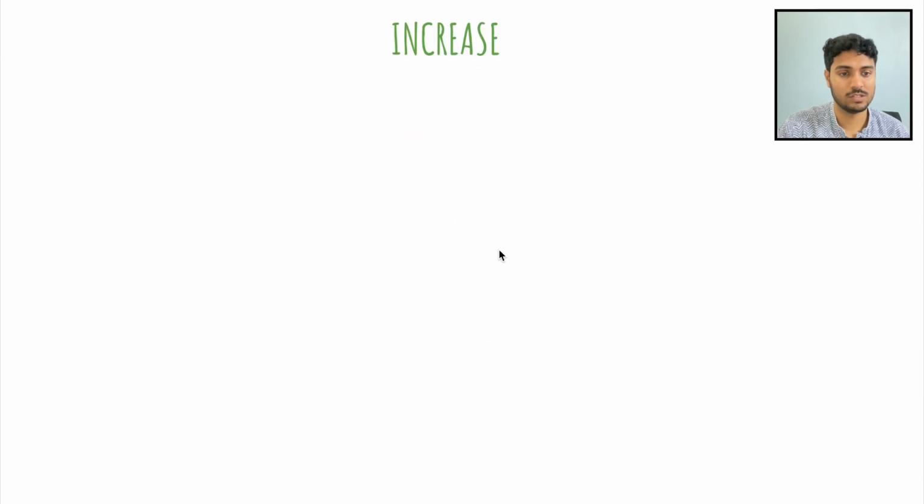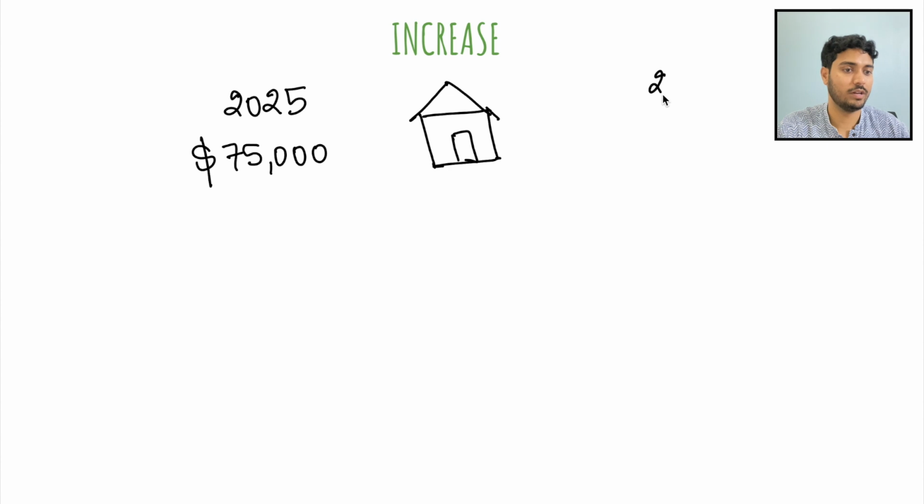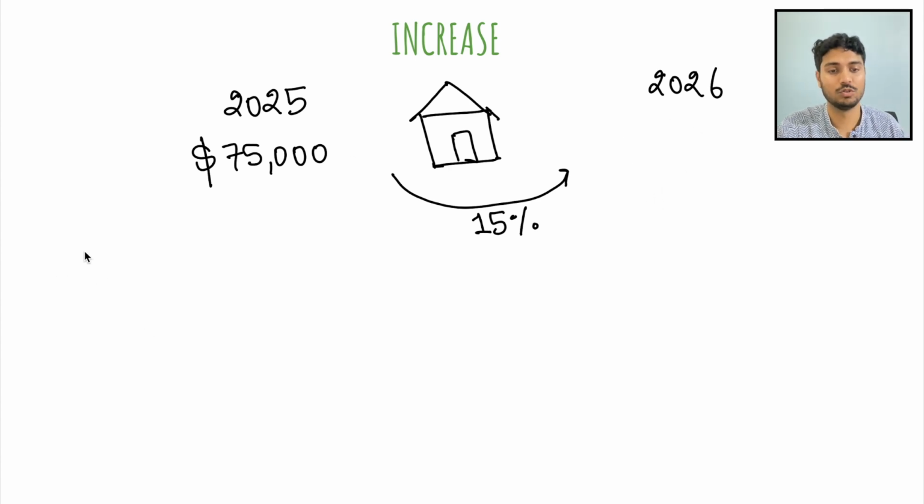If you have to find the increase percentage, let's say the cost of a house. There's a house, and the cost of this house in 2025 is $75,000. And in 2026, there's a projection that it will increase by, let's say, 15%. So how will we calculate the increased value? In this case, we have to do the calculation like this.